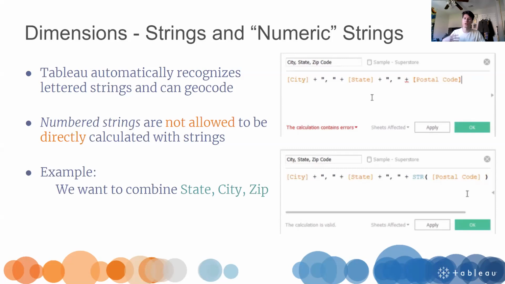And so now when you hit OK or apply, and you can drag that calculated field into your view, you'll start seeing the city, state, and zip formatted as follows. It would look like Riverside, comma, space, California, comma, space, zip code. So the zip code for Riverside is 92507.